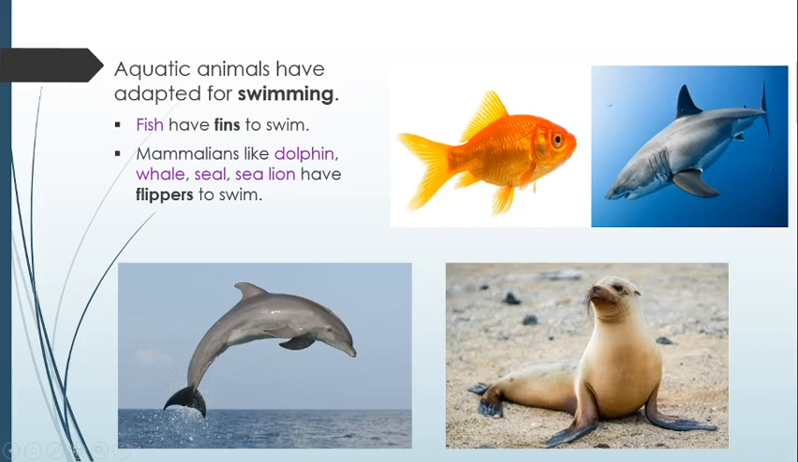Okay, then the next type of animal is fish or aquatic animals. Aquatic animals have adapted to swimming. So most of the fish, or almost all of them, live in water, so they have to swim. To swim they have fins. But there are some aquatic mammals also, but they don't have fins, they have flippers. For example, we can take dolphin, whales, seal, sea lion. Those are aquatic mammals and they have flippers to swim.